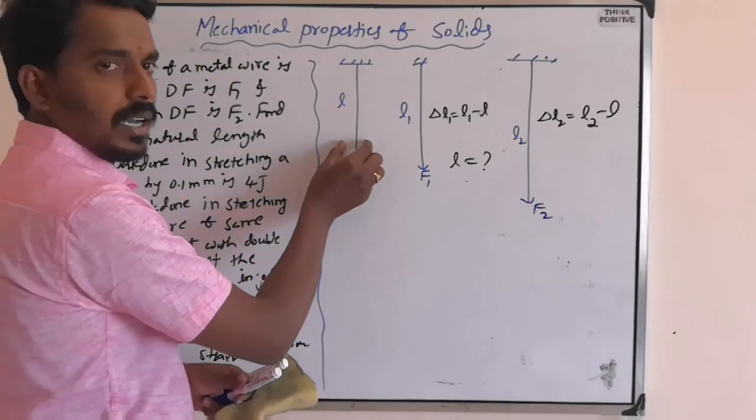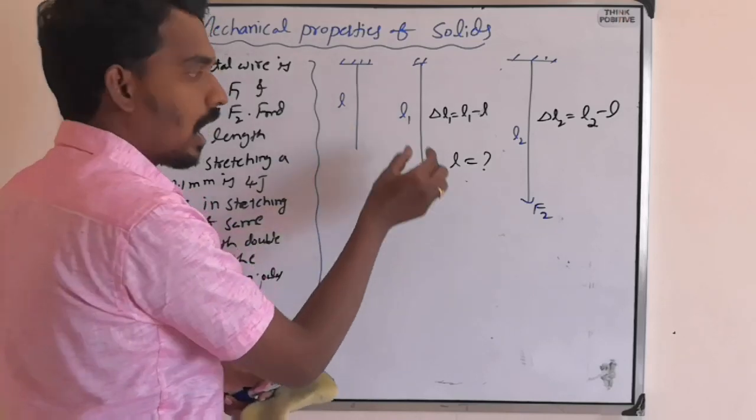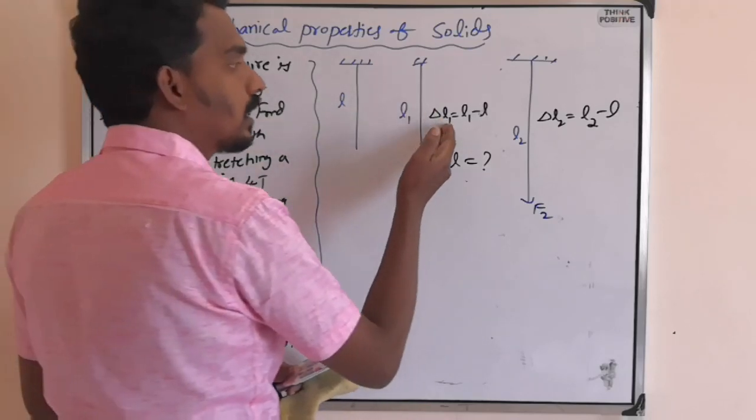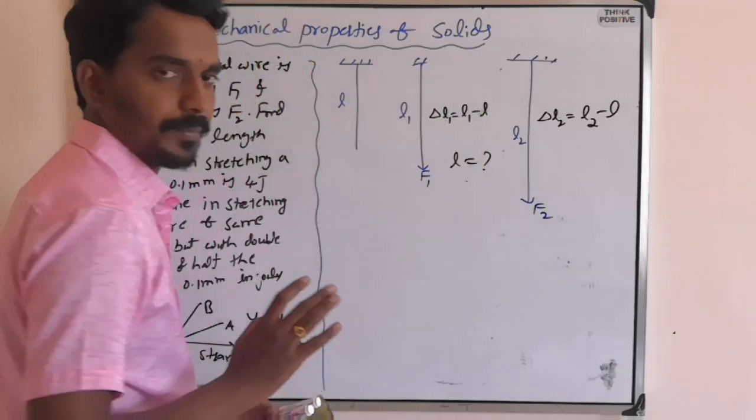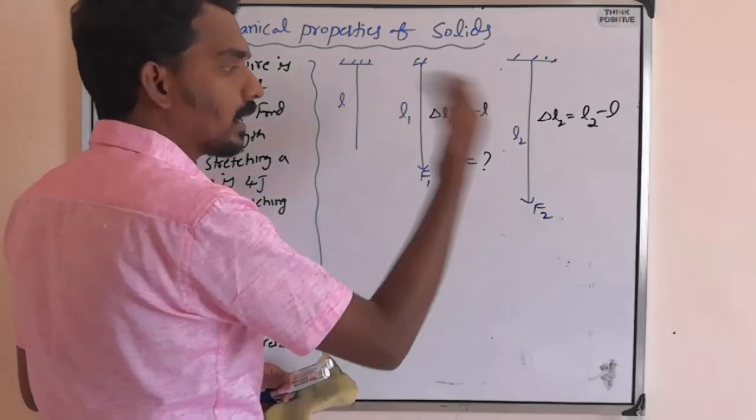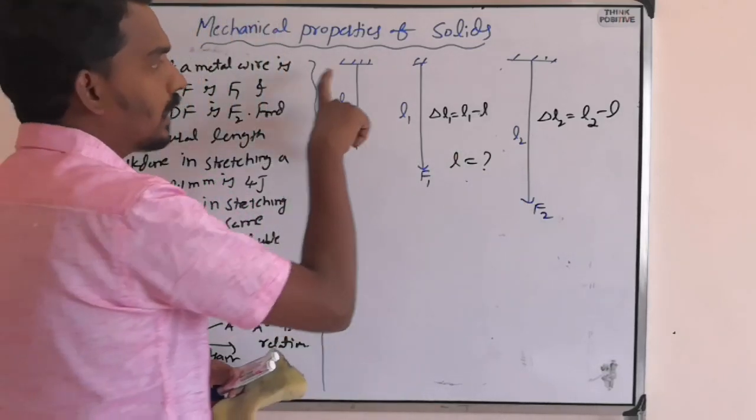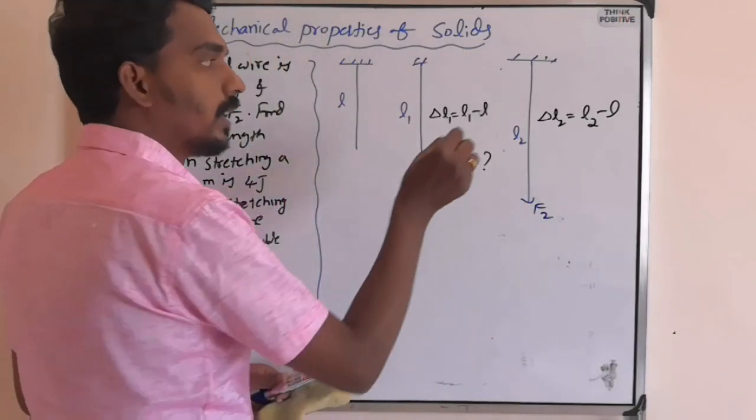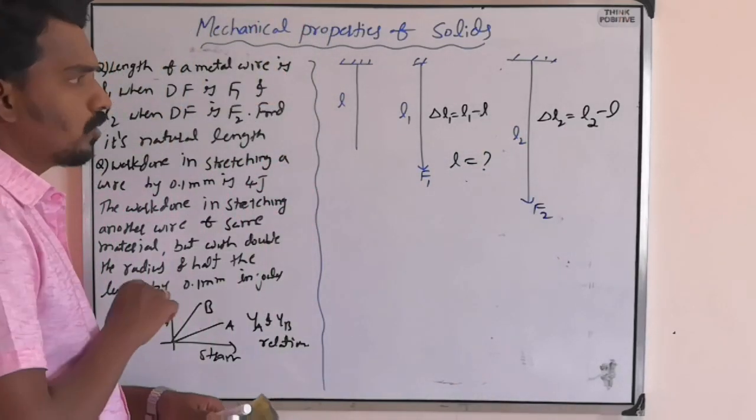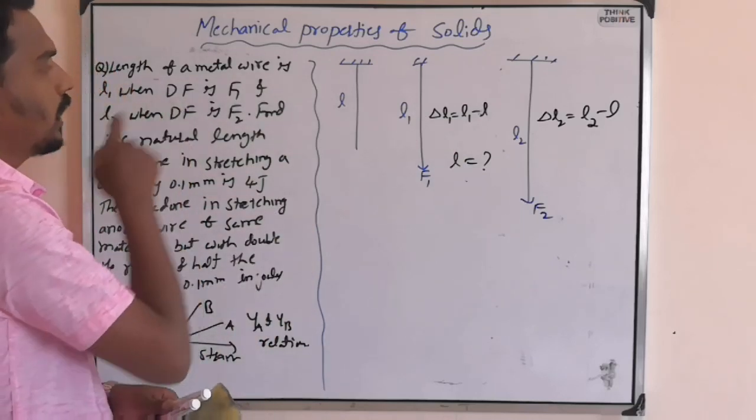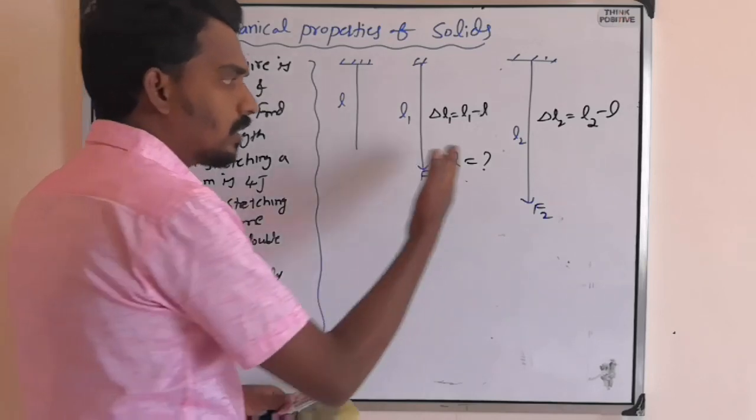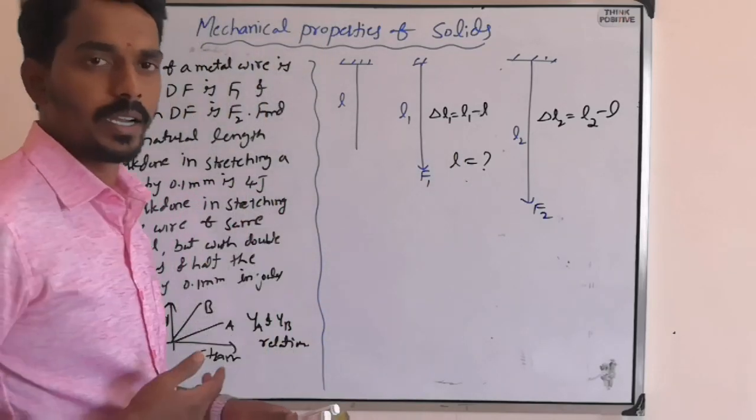So L was the natural length and it became L1 after applying F1. So what is the initial extension? Delta L1 equals L1 minus L. Now you removed F1 and it came back to natural length. Then again you applied another force, F2, and the length became L2. Then the extension is L2 minus L. Now they are asking what is the L value. The given data is L1, F1, L2, F2. Always the answer should be in terms of the given data only.